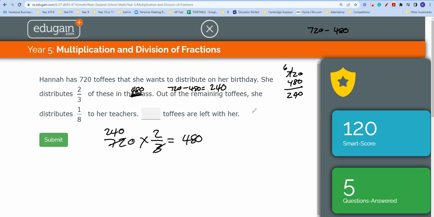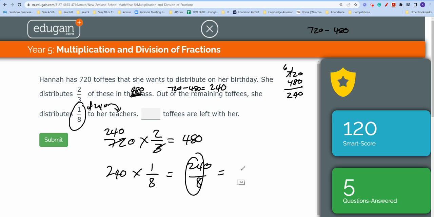Okay, 240 toffees. And one-eighth of 240 goes to the teachers. So that's the next calculation. Take 240 now, multiply it by one-eighth. And I end up with 240 divided by 8. And 24 divided by 8 is 3. So that's 30. All right, so 30 toffees will go to the teachers.